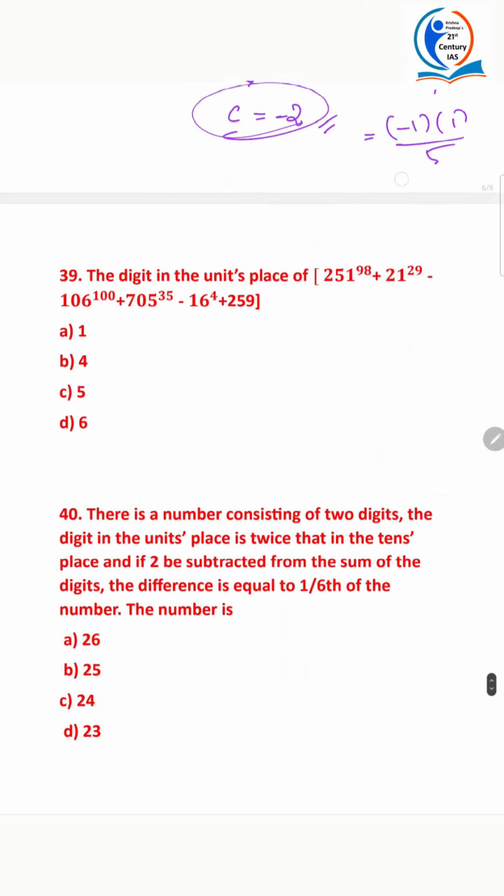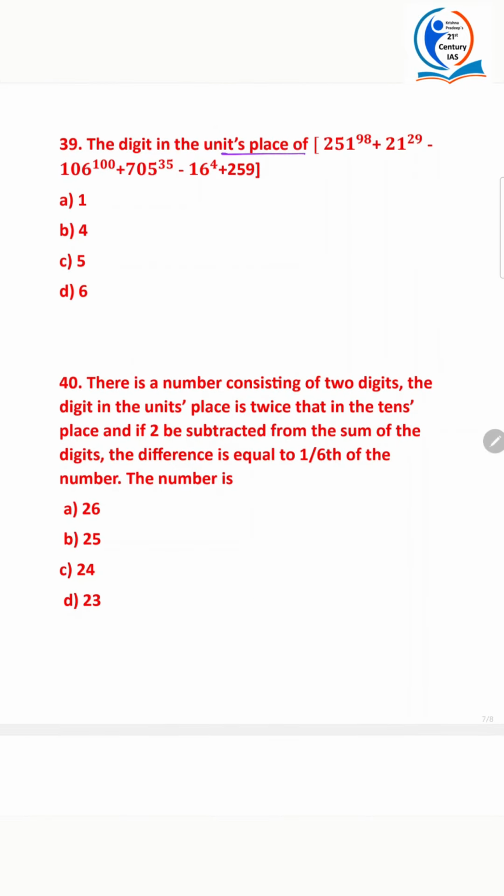Alright. Next question. The digit in the units place of this huge number. Only thing you have to do is get the units digit of each number and add them. Okay. So, 251. 1 to the power of 98 is 1, plus 1 to the power of 29 is 1. Your focus should only be on this units digit, not the entire number.